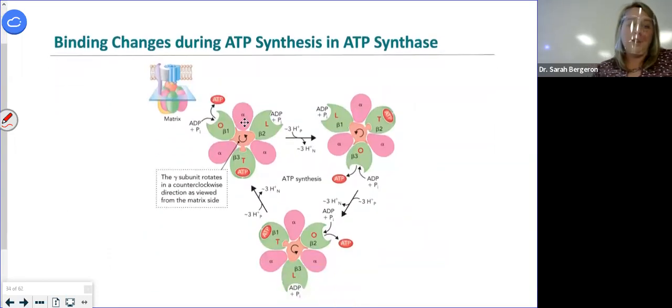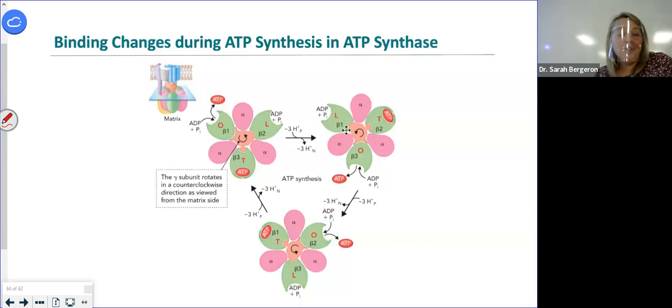Okay, so let's look at what actually happens. So we'll kind of go through it in 3 different stages. So if you look here, we're going to pick one of these subunits to look at, only one of them. We're going to look at the B1 subunit. If we look at the B1 subunit, it's in the open conformation. So what do we say happens in the open conformation? ATP is released. So by the time we make this circuit again, we should be able to release another molecule of ATP. So when the ATP is released, now we have an open pocket. That open pocket allows ADP and Pi to come in and bind. So now in the loose conformation, we now have ADP and Pi bound.